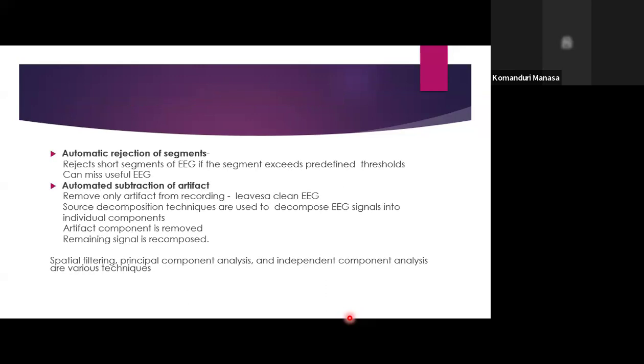The same thing which the machine does is an automatic rejection of the segments. So this can also miss the useful EEG. There is a technique called automated subtraction of the artifact, where we only remove the artifact. We decompose the EEG into various components using source decomposition techniques, remove only the artifacts and reform the rest of the EEG.